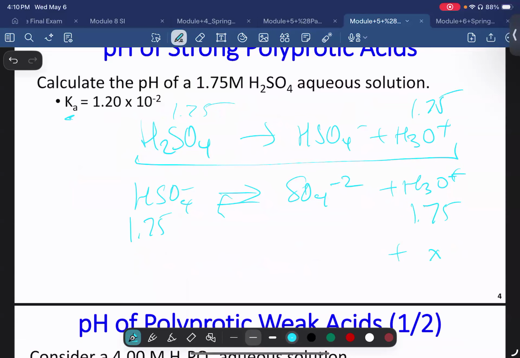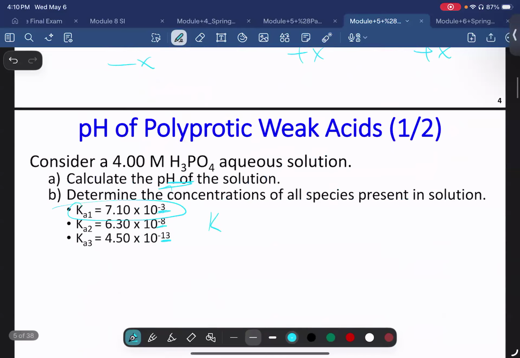You're going to add something in between those two values, 1.75 and 0, because of the Ka value here. So it'd be minus x, 0 plus x, right? And then you solve for the Ka value to figure out the x, which is the hydronium concentration produced, and solve. So keep that in mind.